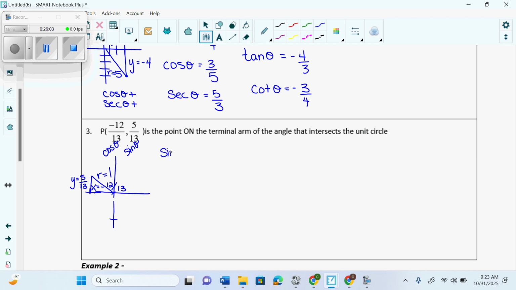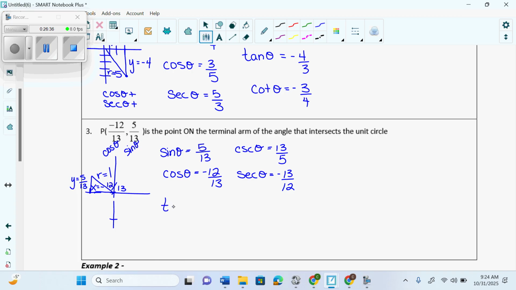So sine theta is 5 over 13. It's technically 5 over 13 over 1. Do I need to write the over 1? Because it'd be y over r. Your cos theta is x over r, so it'd be negative 12 over 13 over 1. So it just stays. Sine goes with cosecant, so it's 13 over 5. Secant goes with cos, so it's negative 13 over 12.